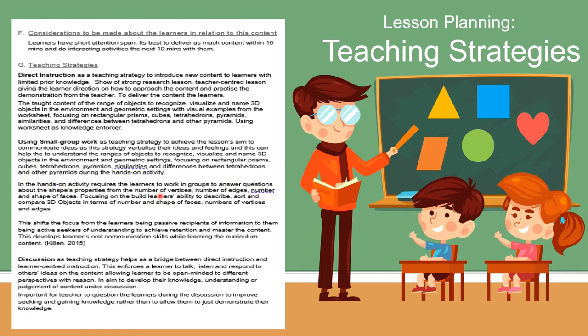The hands-on activity requires the learners to work in groups to answer questions about the shape's properties: number of vertices, number of edges, number and shape of faces. That's the question that has two points in it. It really focuses on building the learner's ability to describe, sort, and compare 3D objects in terms of the number and shape of faces and number of vertices and edges.